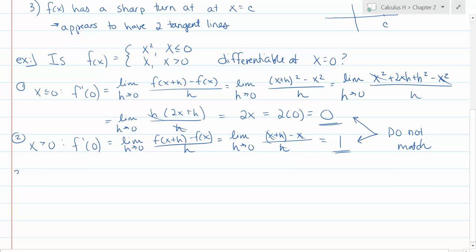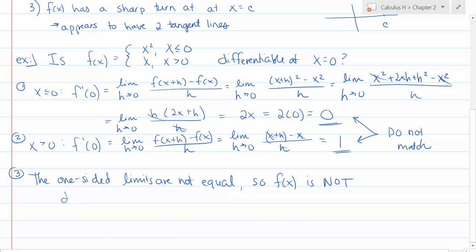Okay, so therefore, the one-sided limits are not equal. So f of x is not differentiable at x equals 0. Okay.